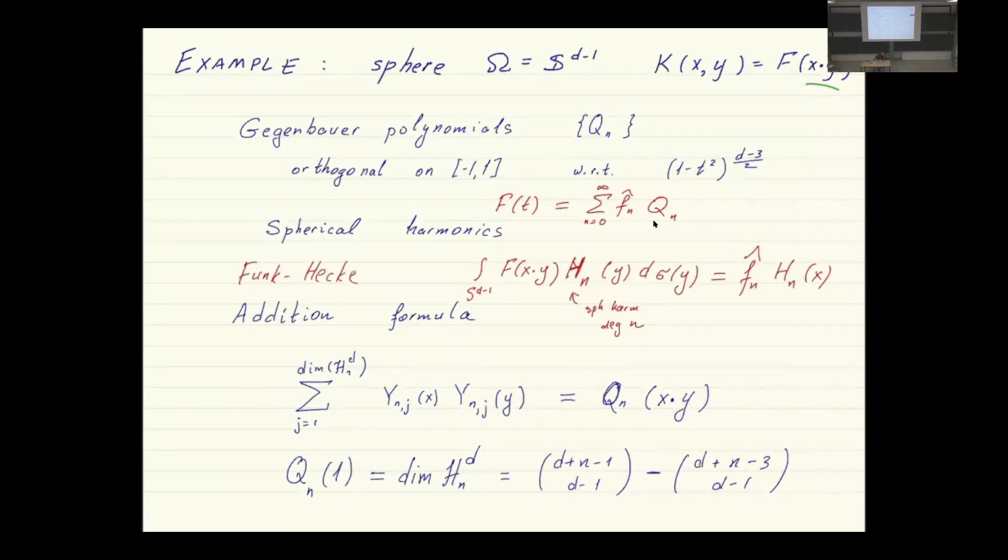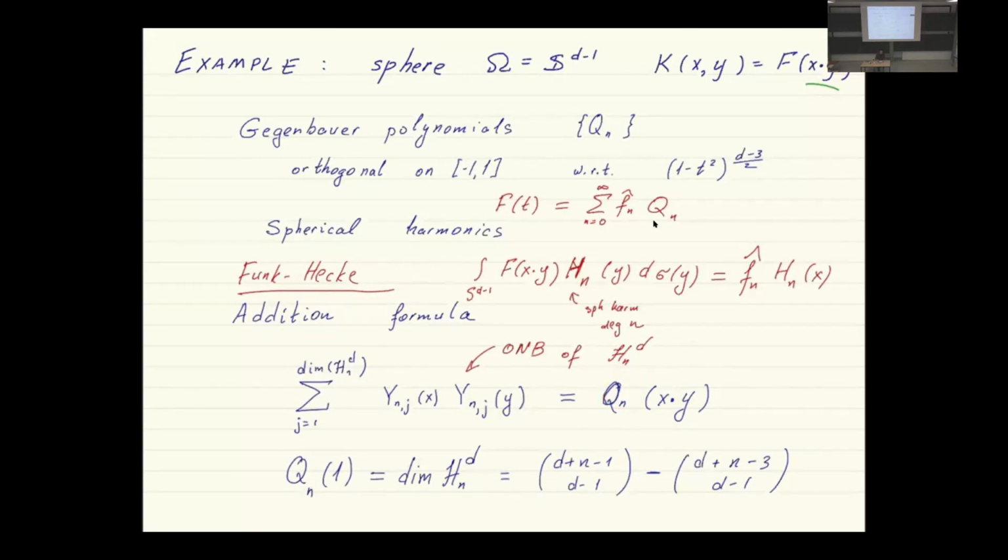And another important fact about spherical harmonics and their relation to the Gegenbauer polynomials is the so-called addition formula. The addition formula tells you that if you take any orthonormal basis of the space of spherical harmonics of degree n, I'll denote it by h, where d is the dimension and n is the degree of spherical harmonics, and you construct this sum, this sum depends only on the relative position of the points x and y, and the dependence is precisely through the Gegenbauer polynomial.